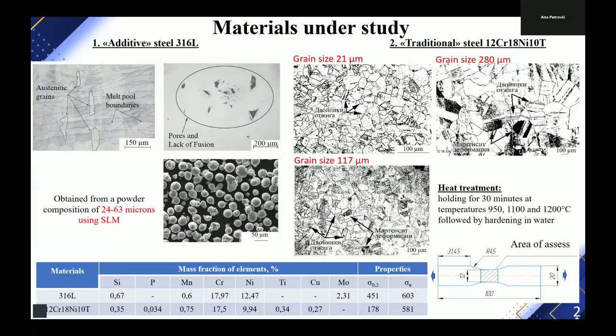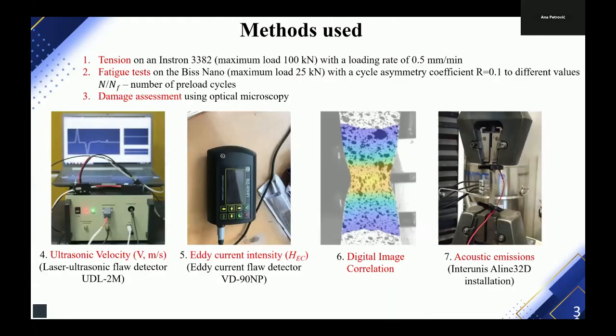The second material is traditional rolled stainless steel with three types of grains. Grain sizes are 21, 117, and 218 micrometers. In this slide, you can see the table with the mass fraction of elements and the mechanical properties of our materials. This is a specimen of thickness 0.5 millimeters, and in this area some parameters were assessed.